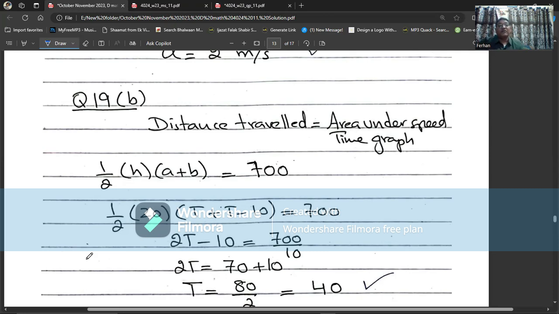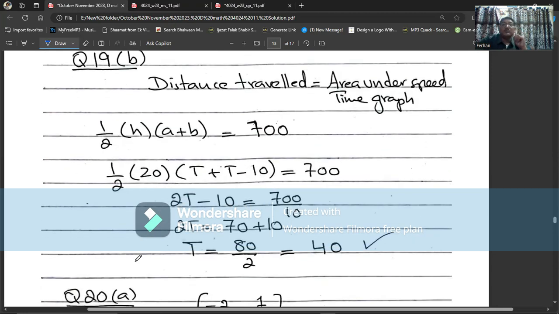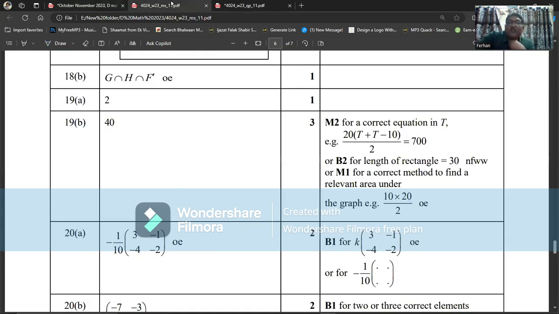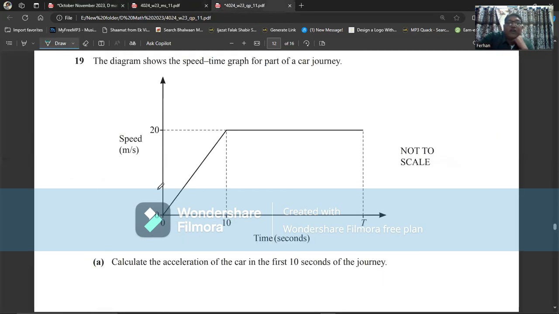So you will have this 2 and this 20 will be cancelled. You will have 10. That 10 will go on the other side and divide. So here you will have 2t minus 10 equals to 70. This minus 10 will go on the other side. It will add. So you will have 2t equals to 70 plus 10. 2t is equal to 80. So t will be equal to 80 divided by 2. And the t value will be equal to 40. Our answer is right.